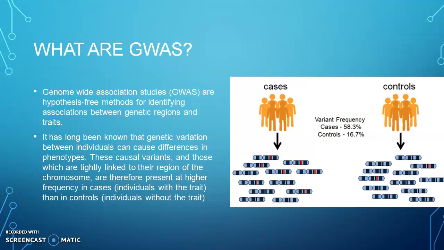So it's been long known that genetic variation between individuals can cause difference in phenotypes. A phenotype is essentially the shown trait, what we see as human beings. And these causal variants, and those which are tightly linked to the region of the chromosome, are therefore present at higher frequencies in cases, so individuals with the trait, than in controls, versus individuals without the trait. So essentially that's a lot of jargon that is just saying if you have the genomic trait on a chromosome, it is going to be more adequately expressed in those with the genetic trait than those in the controls that don't have the trait.